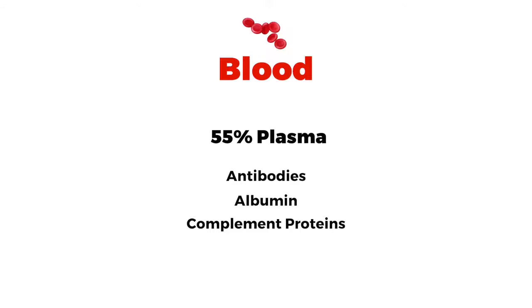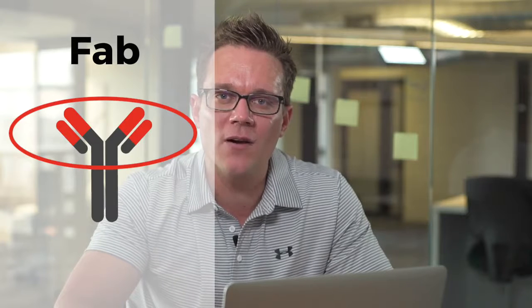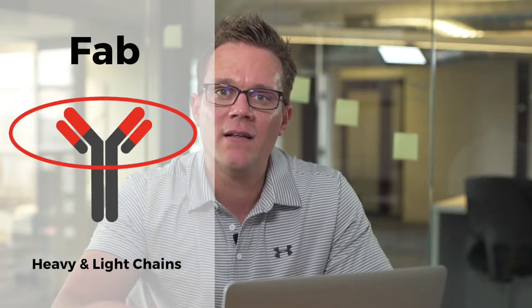Remember, the major portion of plasma is water, but that doesn't make for a very good test question. So make sure you know when you think of the plasma portion of blood, it's mainly those three things, okay? So antibodies run around in the plasma, and so do complement proteins, okay? So as you look at this structure of an antibody, you want to be reminded that the FAB portion right here has heavy and light chains.